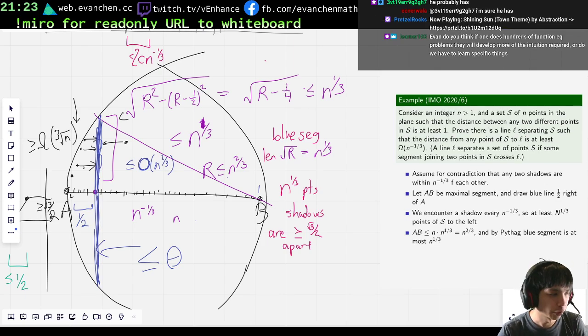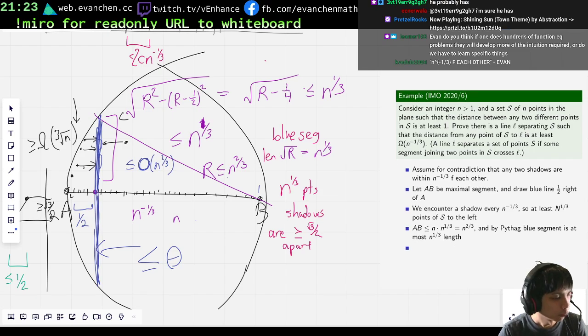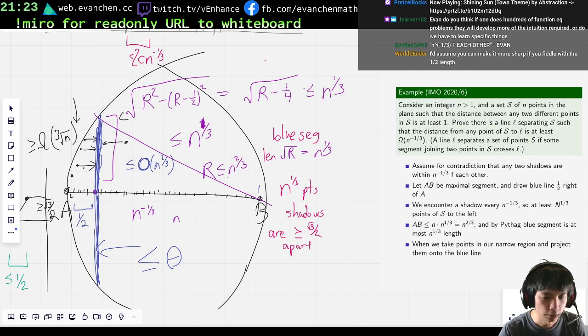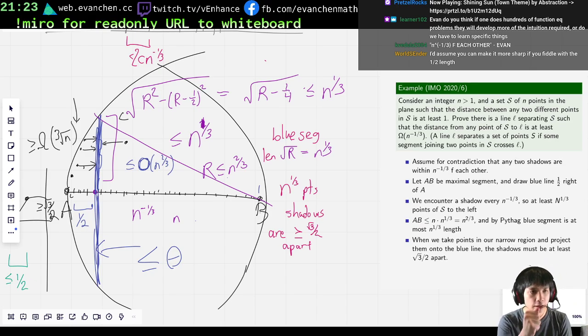But the big important thing is that when we take far points in our trapped region and project them onto the blue line, the shadows must be at least √3/2 apart, because the region is so narrow that you can't spin the points so the shadows are close.